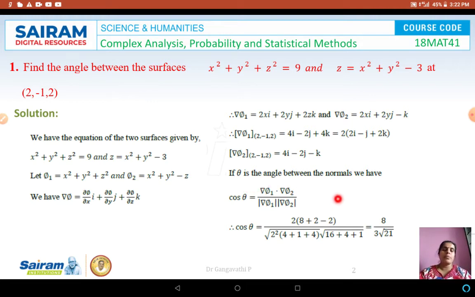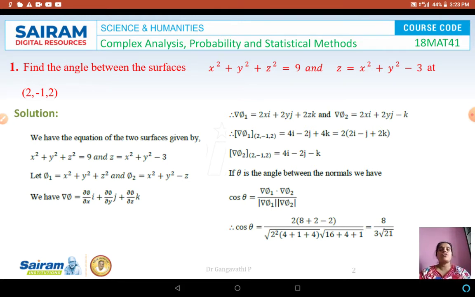Now, theta is the angle between the normals. The vector normals which we have found are grad phi 1 and grad phi 2. So cos theta is grad phi 1 dot grad phi 2 by mod of grad phi 1 into mod of grad phi 2. Let us substitute and simplify. Hope you all know how to find the dot product between these two. And modulus of grad phi 1 is the square root of the sum of the squares of the i component, j component and k component. So grad phi 1 is this and grad phi 2 is this. On simplifying, we get 8 by 3 root 21.